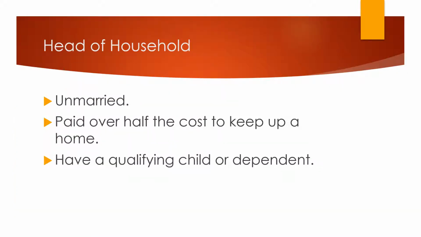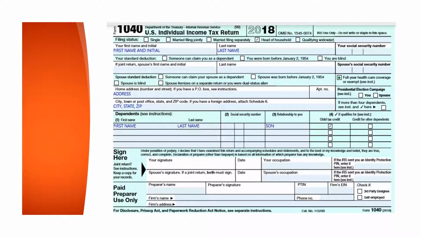To qualify for head of household filing status, you must be unmarried at the end of the year, you must have paid over half the cost to keep up a household, and you must have a qualifying child or dependent. In our example, you are unmarried, you paid over half the cost of keeping up a household, and you have a 5-year-old son. This is what the first page of your Form 1040 would look like.